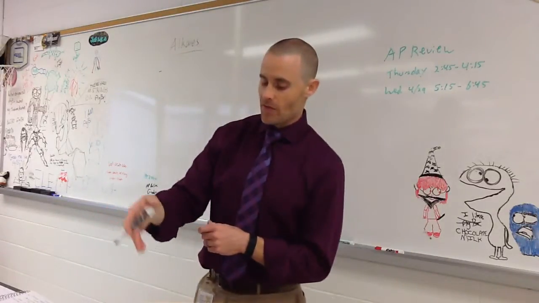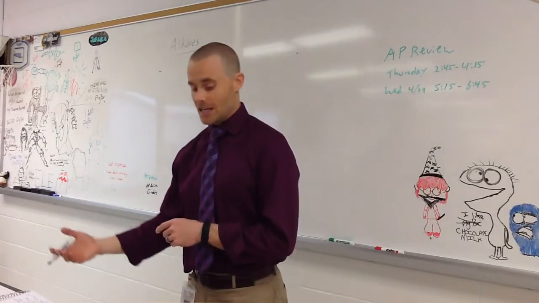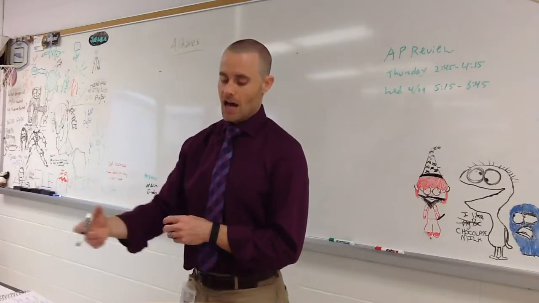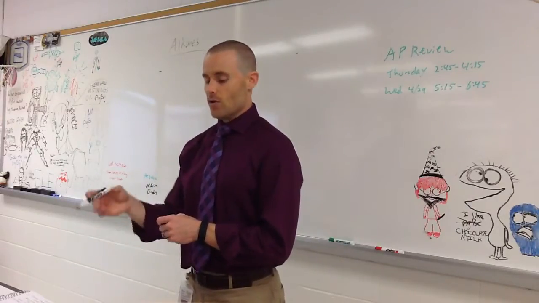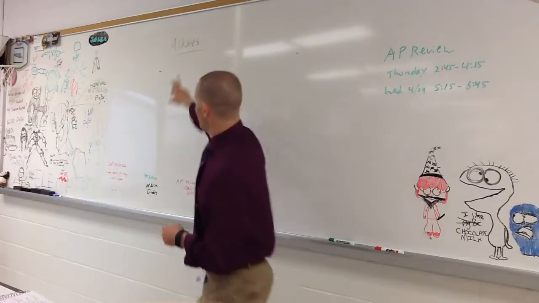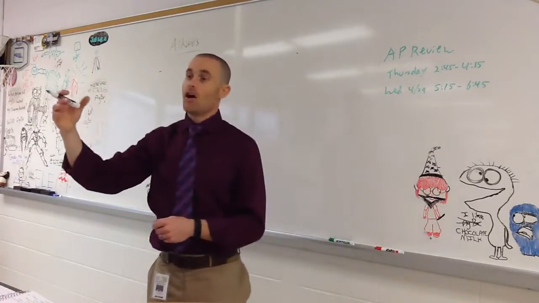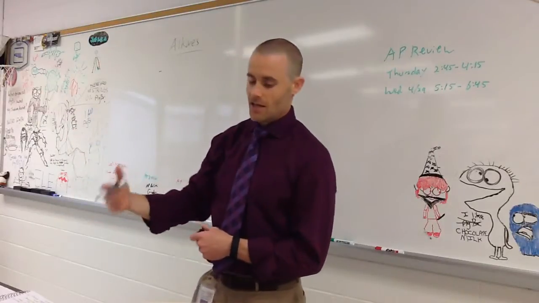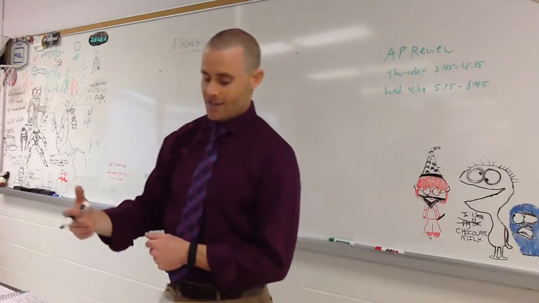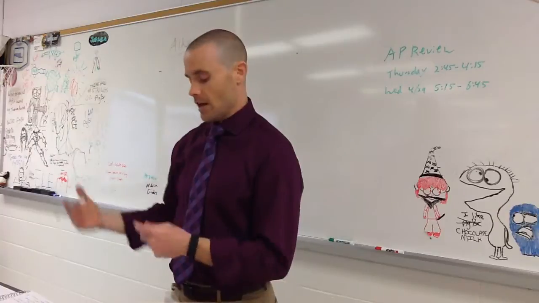Notice that the name of the alkene is ethene, and the name of the alkyne is ethyne. The end of the name ends with whatever the group name is. So alkanes end in -ane, alkenes end in -ene, and alkynes end in -yne. Y-N-E, that's how you spell yne.